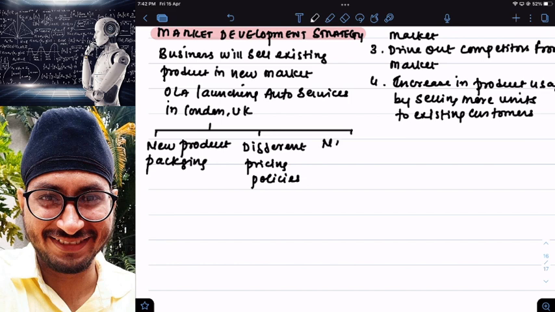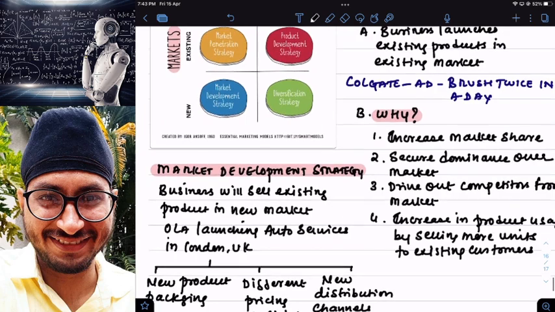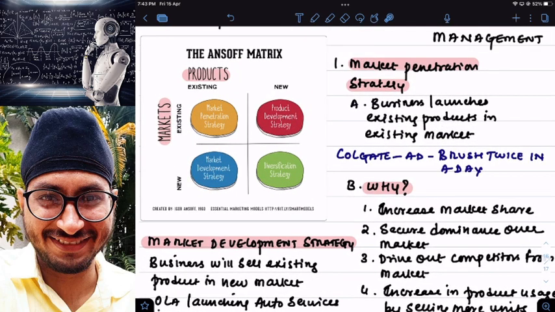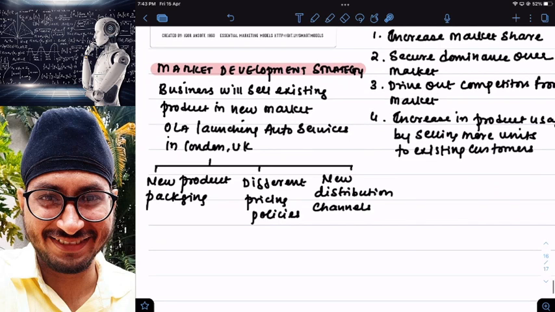New distribution channels. Let us say earlier I used to have my own showrooms. Now I started giving franchises. Now thousands of people in the world are having a franchise of McDonald's. They are having a franchise of KFC. They are having a franchise of Domino's, Pizza Hut. They are all examples of which development, sir? Market development strategy. Next. So example of market penetration strategy, Colgate. Example of market development strategy, Ola launching services in UK.